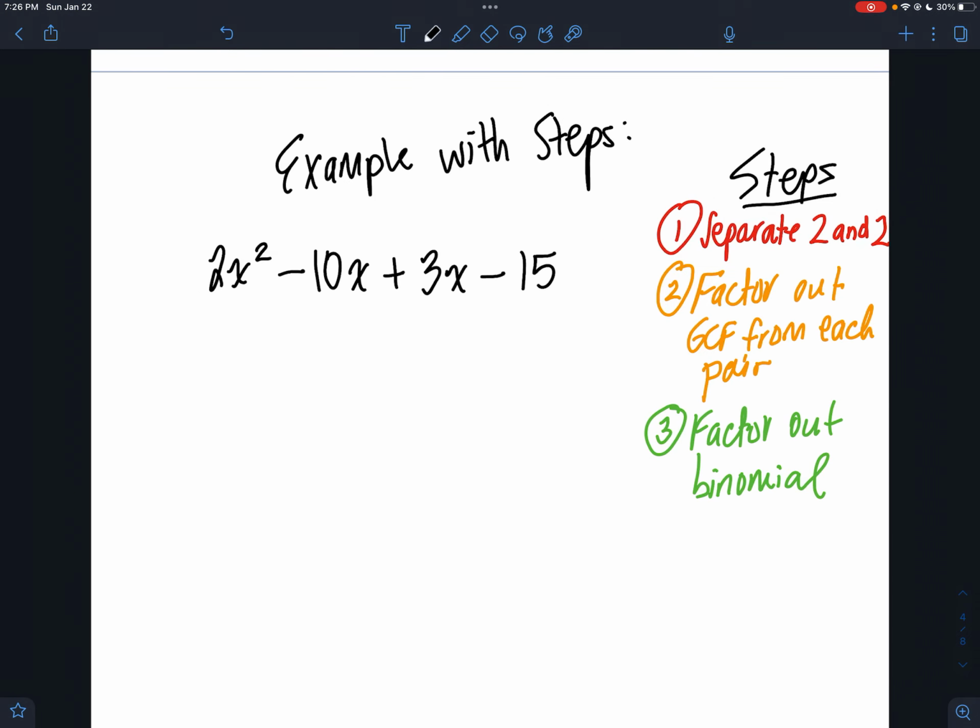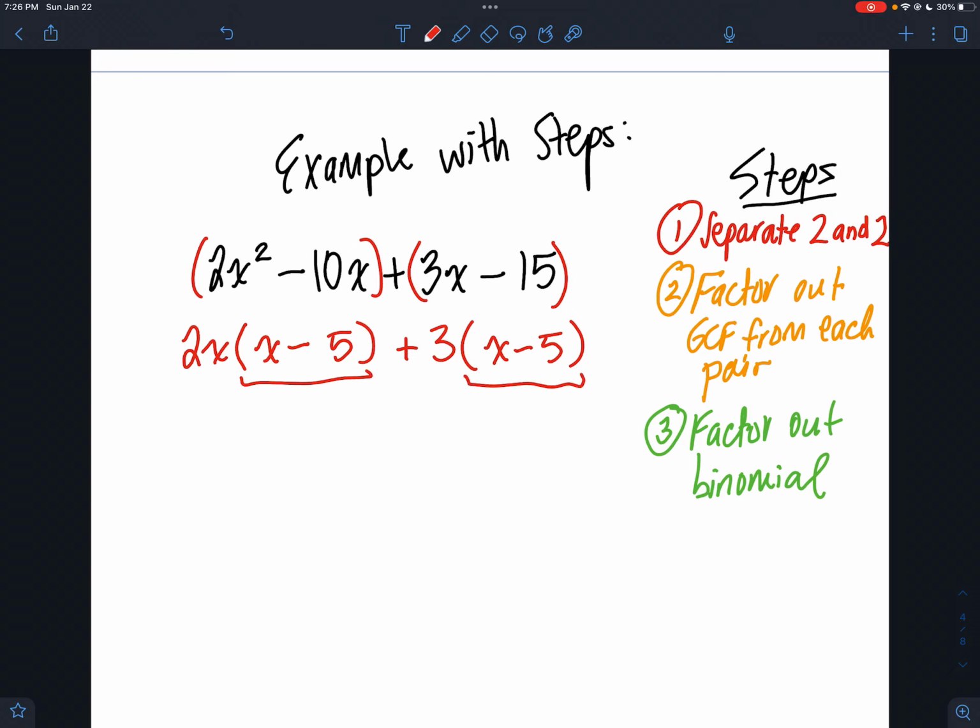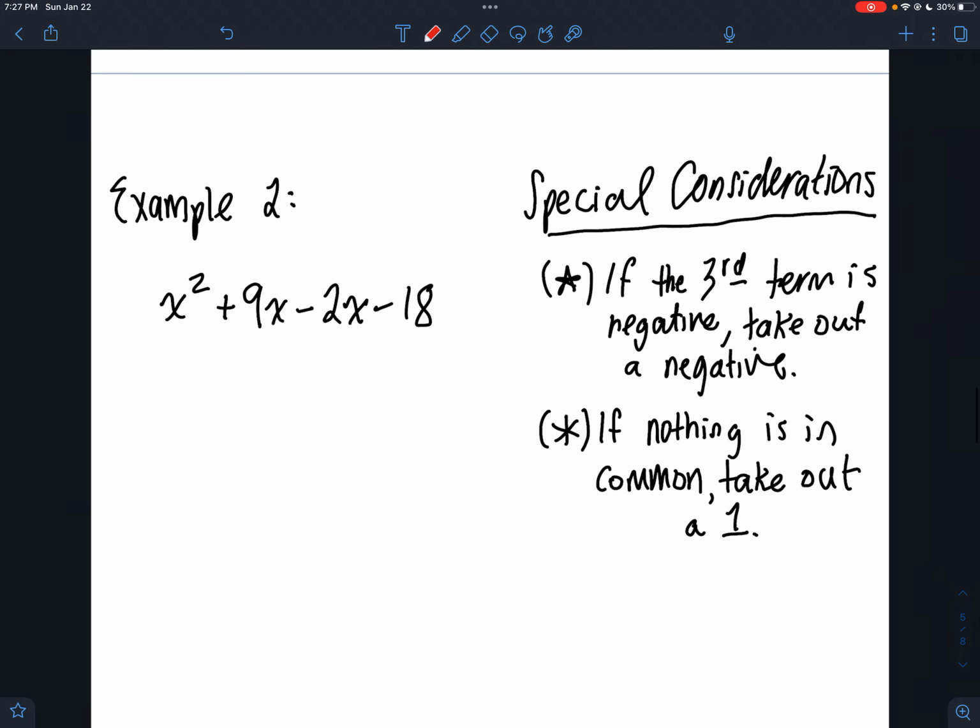All right, so let's again break it down into steps so we know how to do factor by grouping. So once again, we're going to separate. We're going to factor out something that's in common between each pair. And at this step, we're always looking for what we could call a common binomial. It should always match, because then we can take it out and then we're done. Okay. Some things to be careful of, though. 2 things. If the third term is a negative, you want to take out that negative.